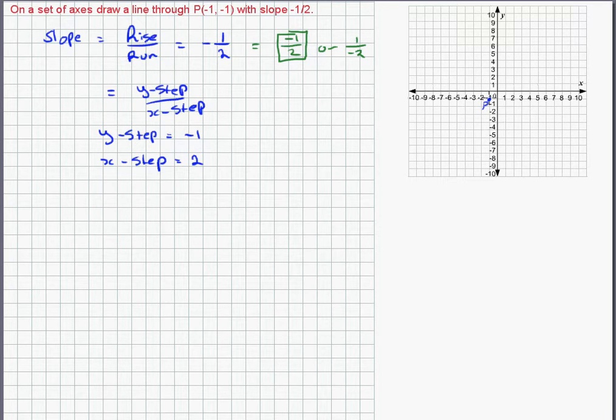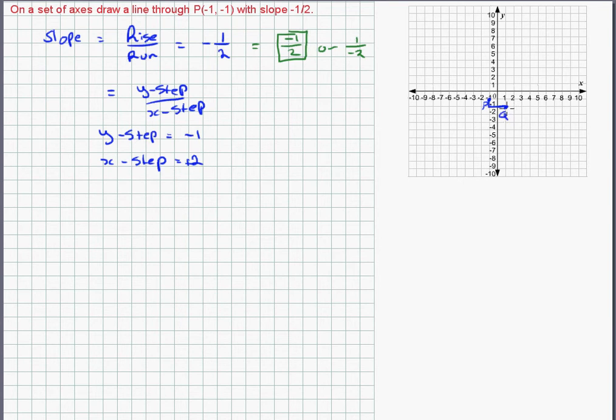So from P, our y step is -1, which means we go down in the negative direction. We're going down by 1. That brings us to here. And then we follow the x step, which is +2, which means to the right. We go to the right by 2 points. Here's our second point. So from P, we apply the y step, and then we apply the x step, and that gives us the second point on our line.